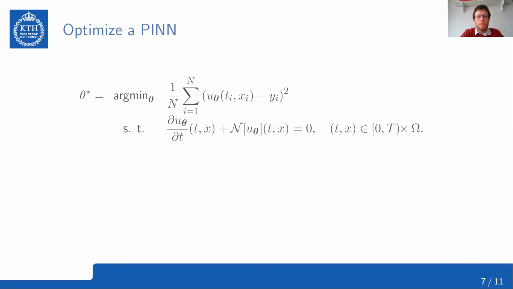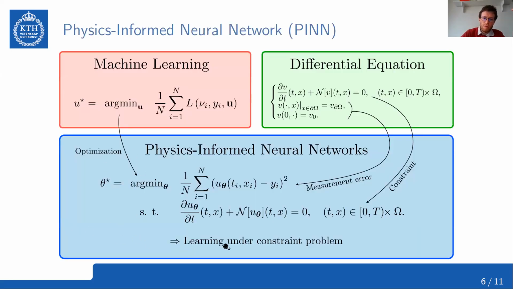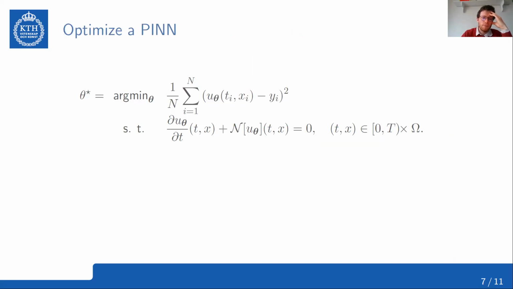What we can do to optimize over PINN, so PINN is physics-informed neural networks. This problem is called the physics-informed neural network problem. Now, sometimes I call this physics-informed learning as well. You want to find the optimal parameter theta such that you have minimized your mean square error between your function and your measurements, such that the partial differential equation holds.